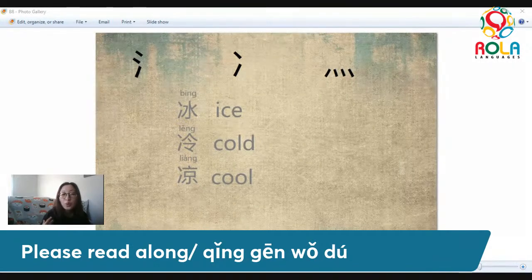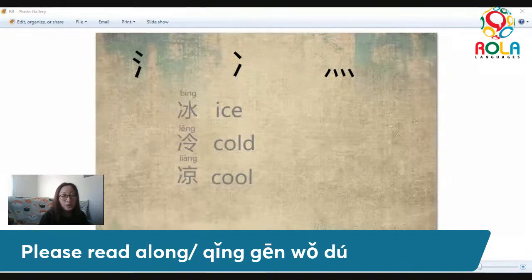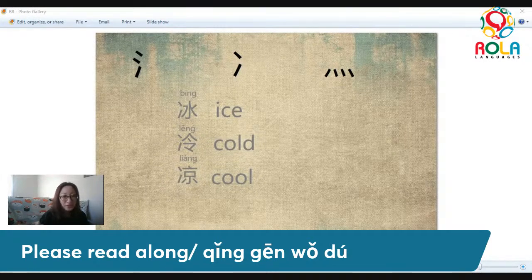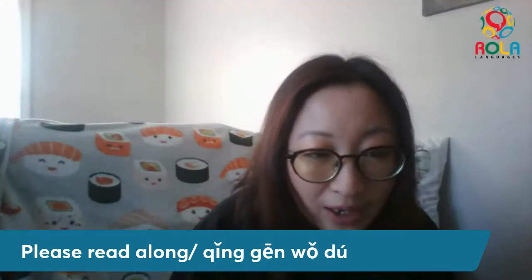If you want to use cool as in like a compliment to someone, like you are cool, or this shirt is cool, or other things, when you're talking cool as in awesome, that kind of cool, we do not use 凉. So 凉 is only used as cool when we're talking about temperature wise.